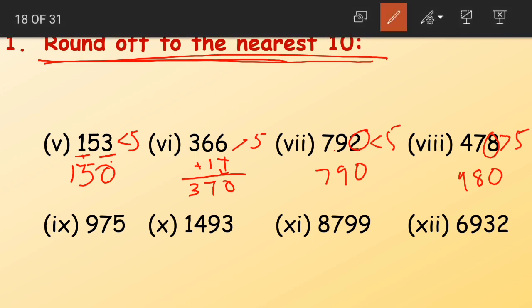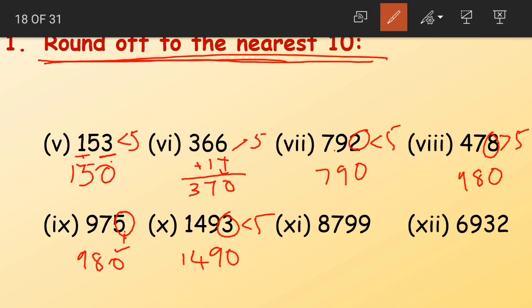Yes, now moving on to question number 9. Now 5, whenever we have 5 or greater than 5, we round up. So we will add 1, 97 becomes 98 and we write 0 in place of 5. Now 1493, 3 is less than 5. So the numbers remain the same. We write 0 in place of 3.